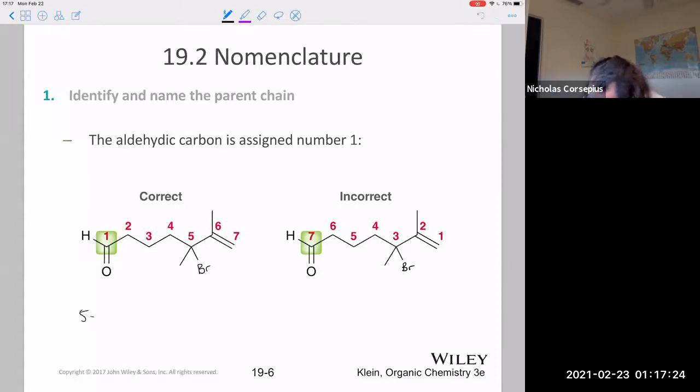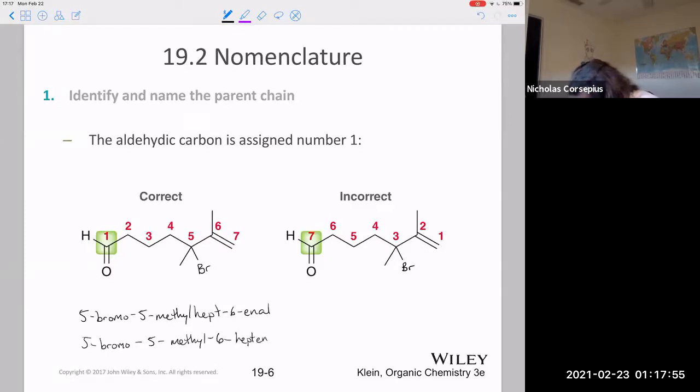So this would be 5-bromo, 5-methyl, hept-6-en-al. All right, I guess actually I could have also done 5-bromo, 5-methyl, 6-heptenal, because I don't have to worry about numbering that al group, that al suffix. It's always assumed to be on carbon 1.